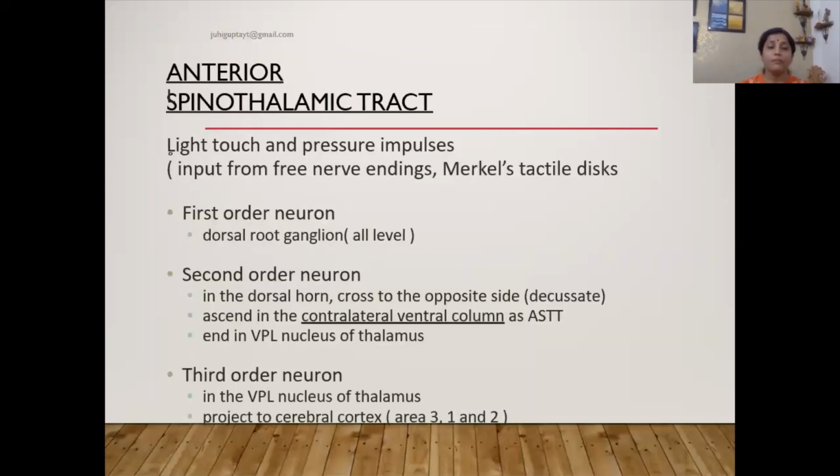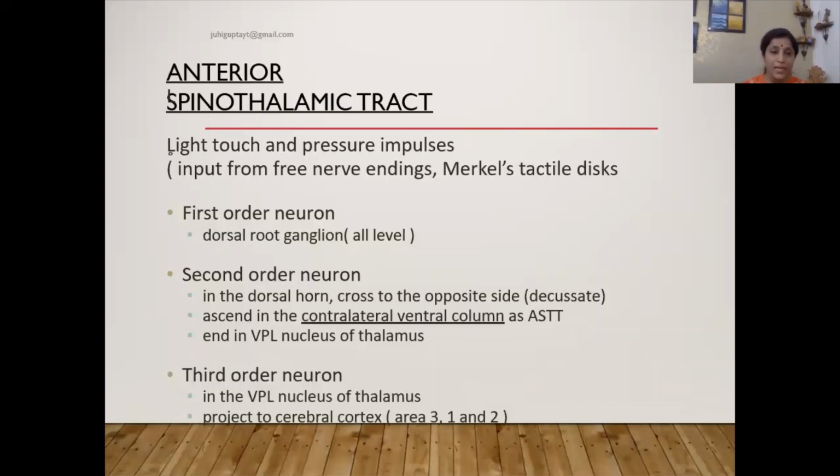Now if we come to the anterior spinothalamic tract. In today's lecture, I will be talking about the anterior spinothalamic tract, and I will wind up. The next time, I will carry this discussion further. So we have seen it takes care of the light touch pressure impulses. Inputs we know come from the various receptors, the free nerve endings, the tactile sensitive receptors, etc.